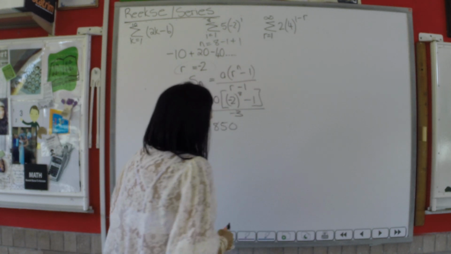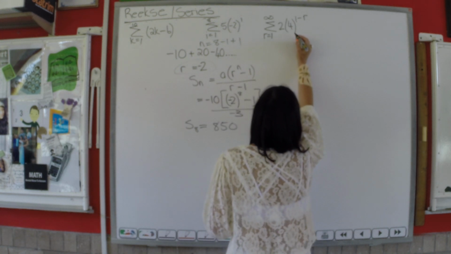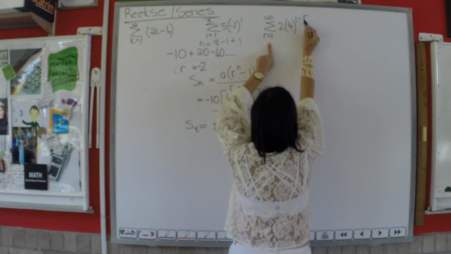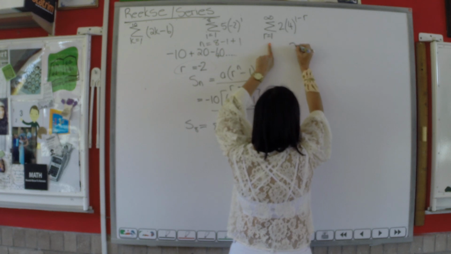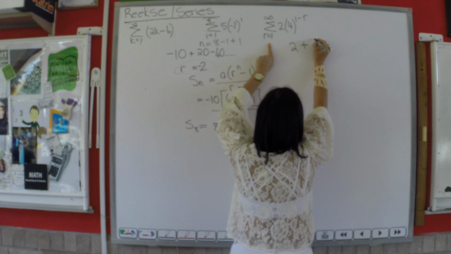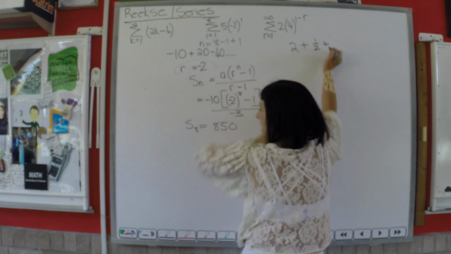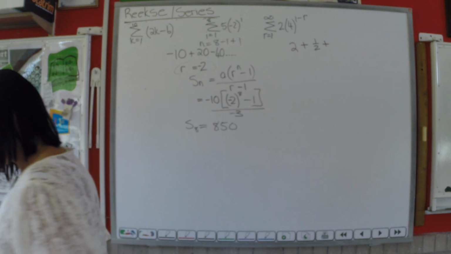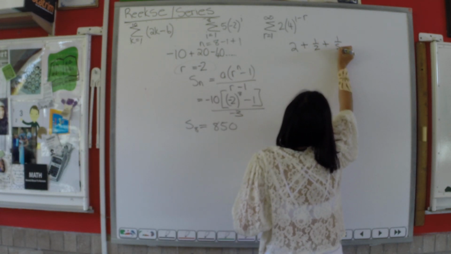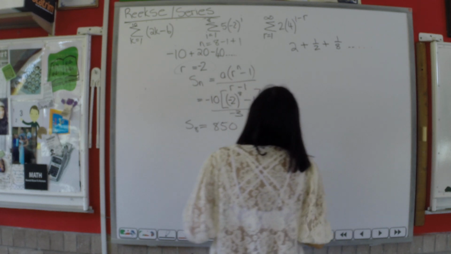Sum to infinity. Let's quickly substitute to get the first 3 terms. So I'm substituting 1. 1 minus 1 gives me 0. So the first term is going to be 2. Second term is going to be a half. And the third term is going to be 1 on 8 if you substitute it correctly. And it goes to infinity.